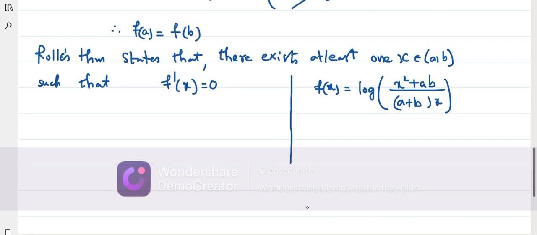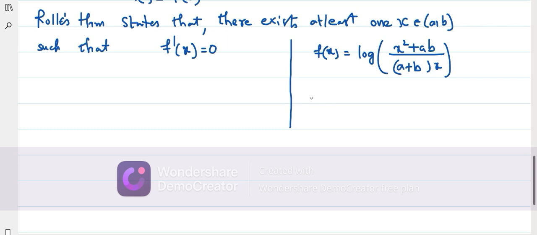So let me calculate the differentiation now. Tell me, what is f dash of x? What is the differentiation of log function? 1 by function. What is that function? x square plus ab divided by a plus b into x. If you take the reciprocal for that, what will you get? The numerator will become denominator and denominator will become numerator. So it is a plus b into x divided by x square plus ab. First we differentiated the log function. This is what I get.